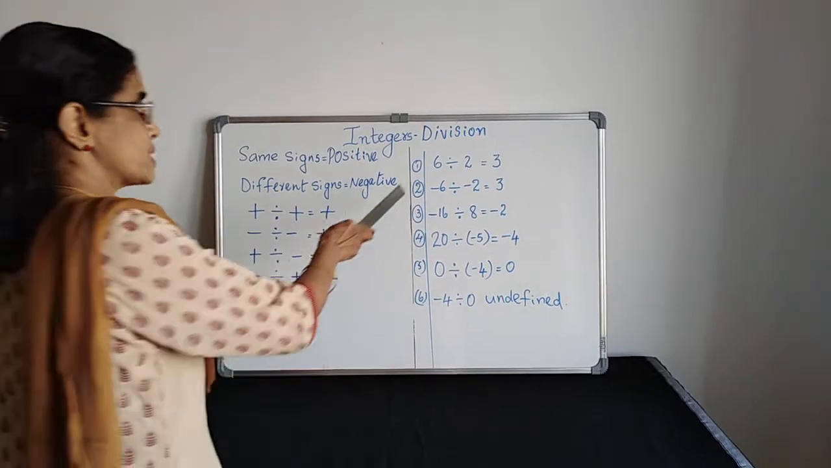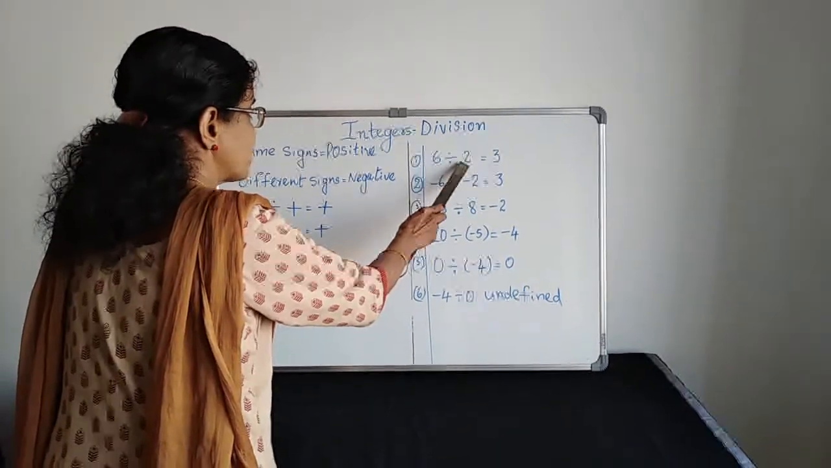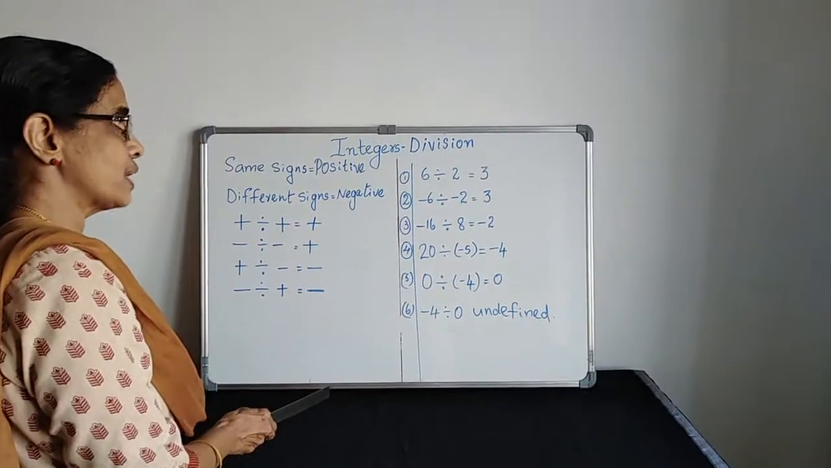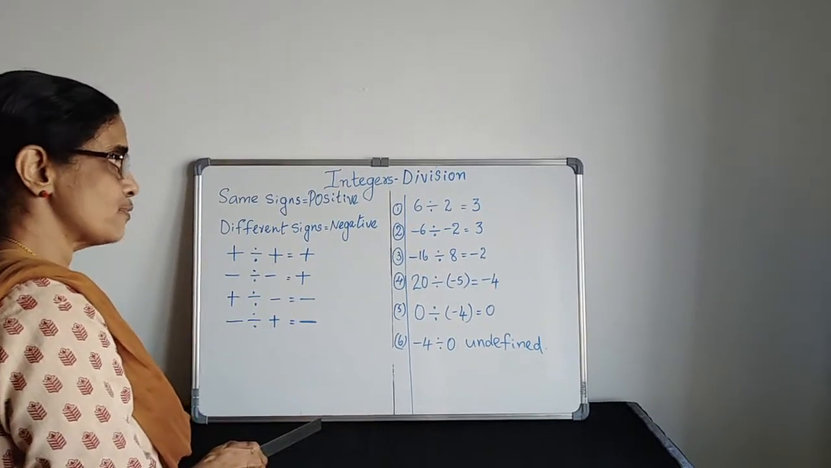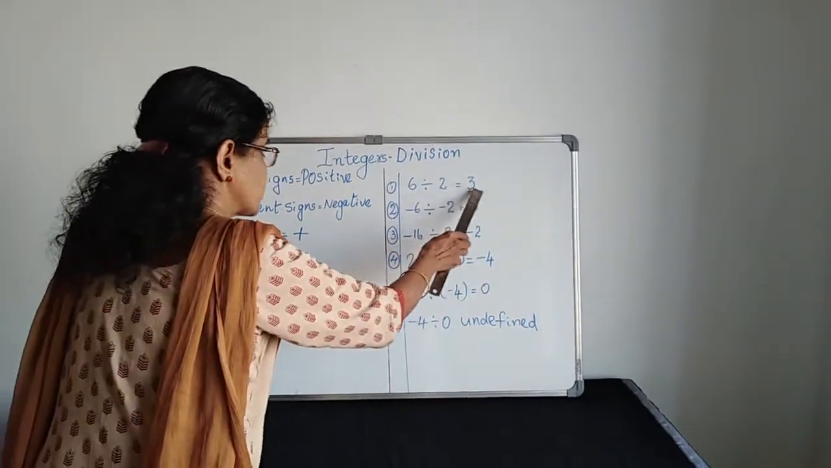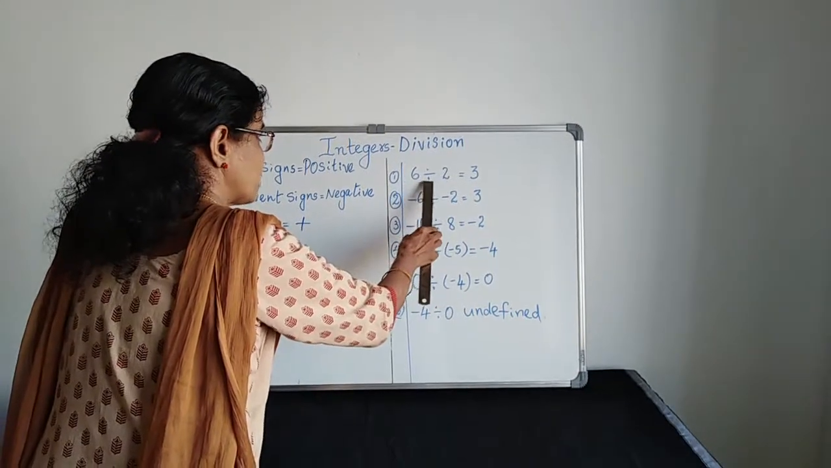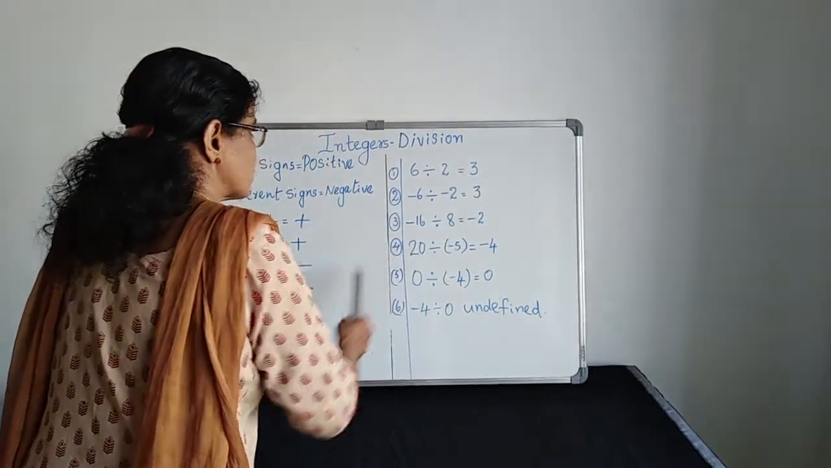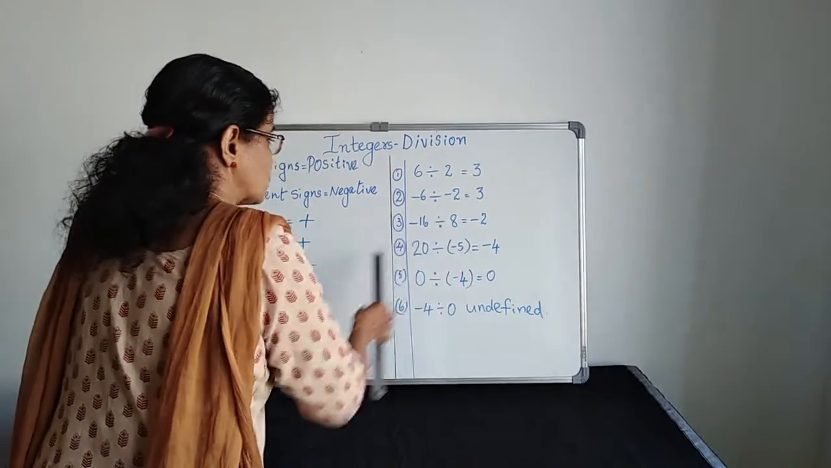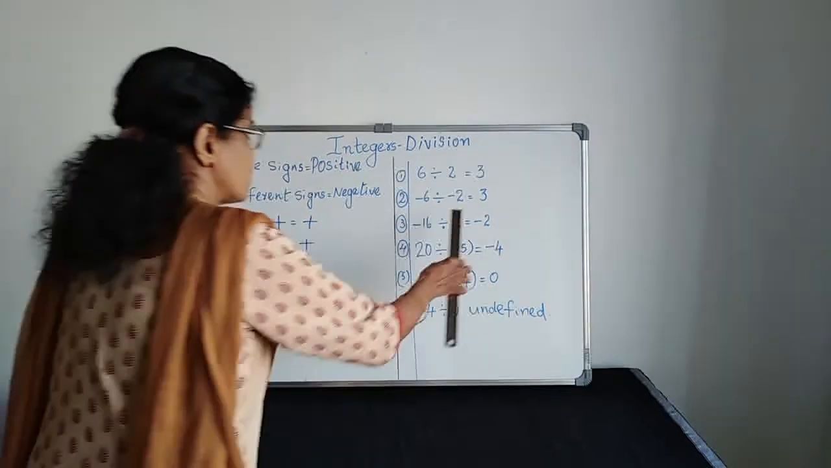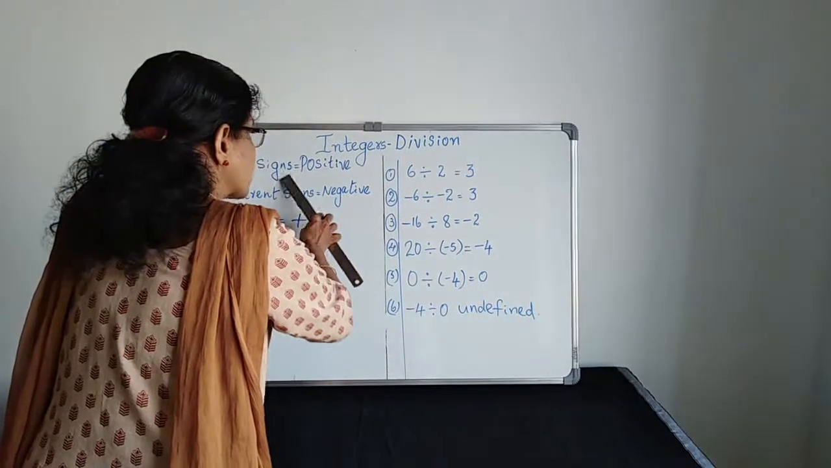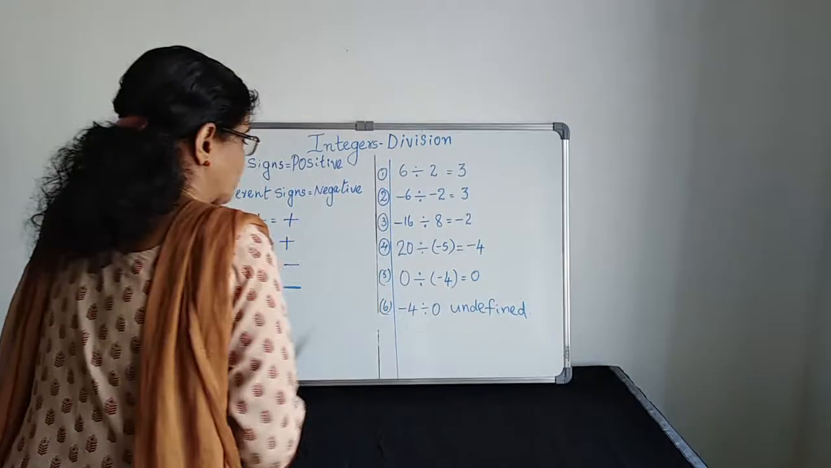Now we will explain with some examples. 6 divided by 2. Here also, without the sign, take the absolute values, divide and write the answer first. Then you can decide the sign. 6 divided by 2, 3. Positive divided by positive, the result is positive. Negative 6 divided by negative 2. First you divide 6 divided by 2, which is 3. Negative divided by negative. Same sign. So the result is positive.